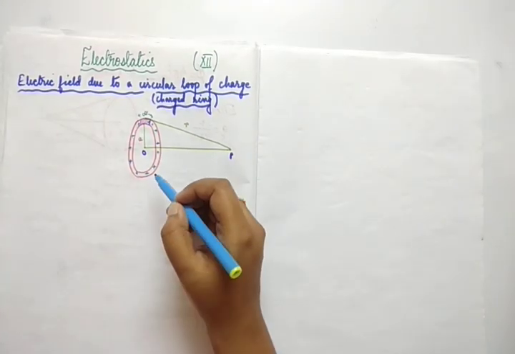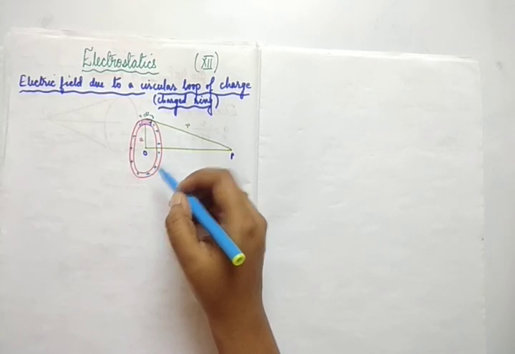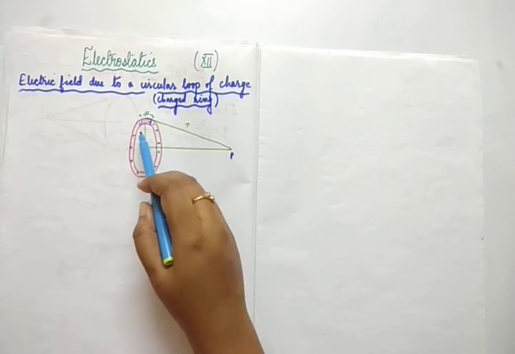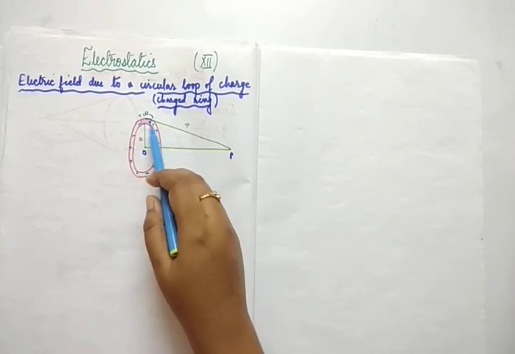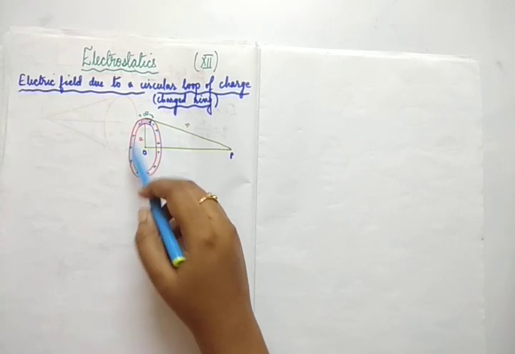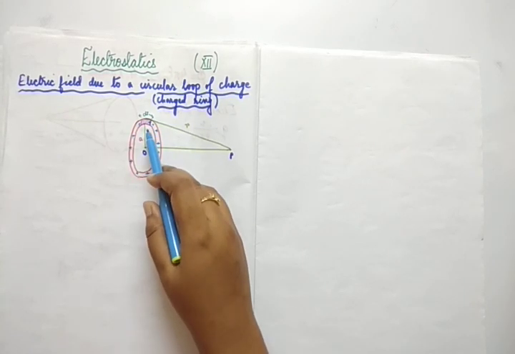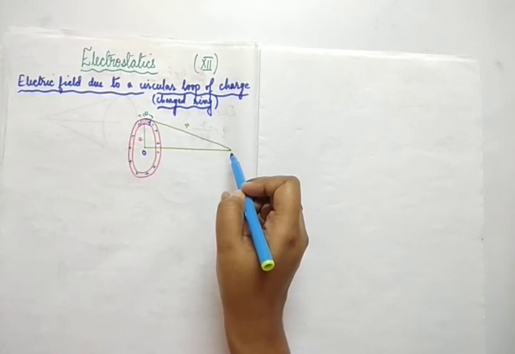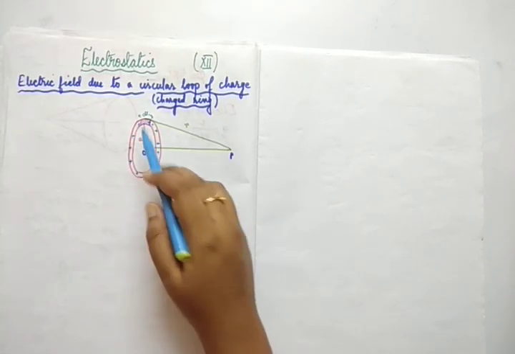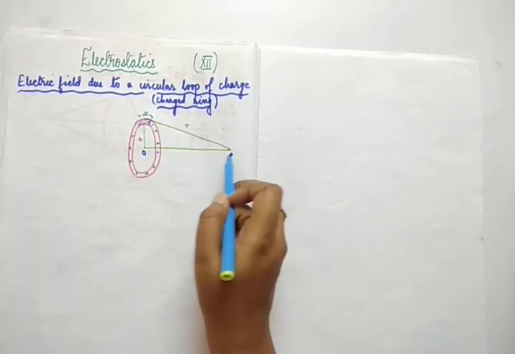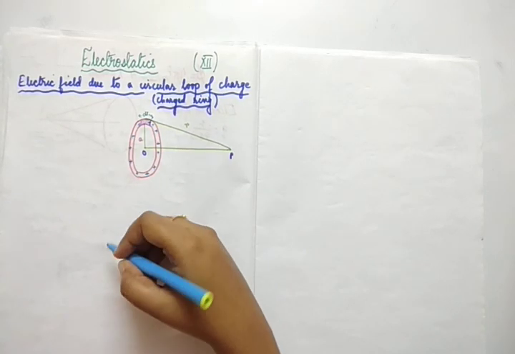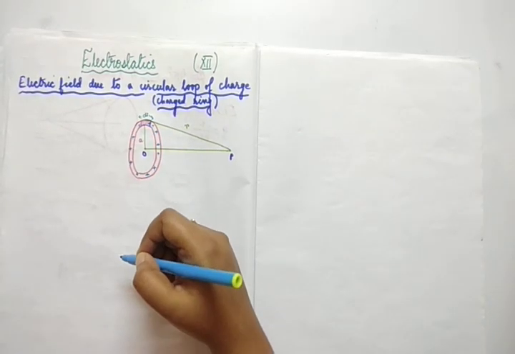For that, at first, we consider a small element dl, and this dl element has charge dq. We have to find what the electric field at point P will be for this element.